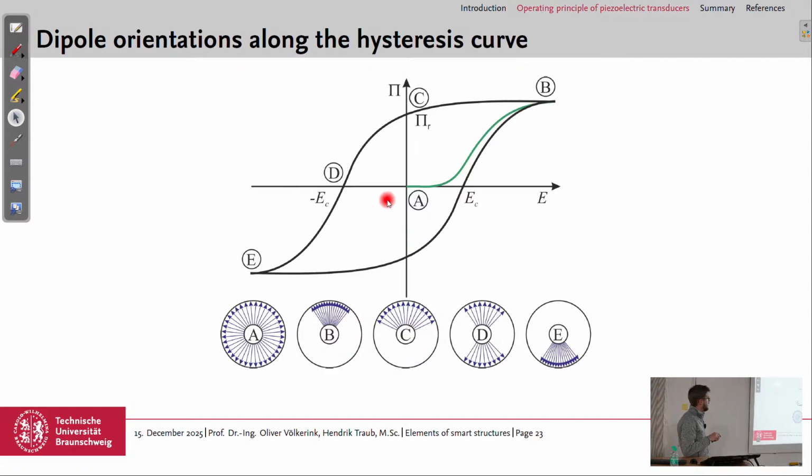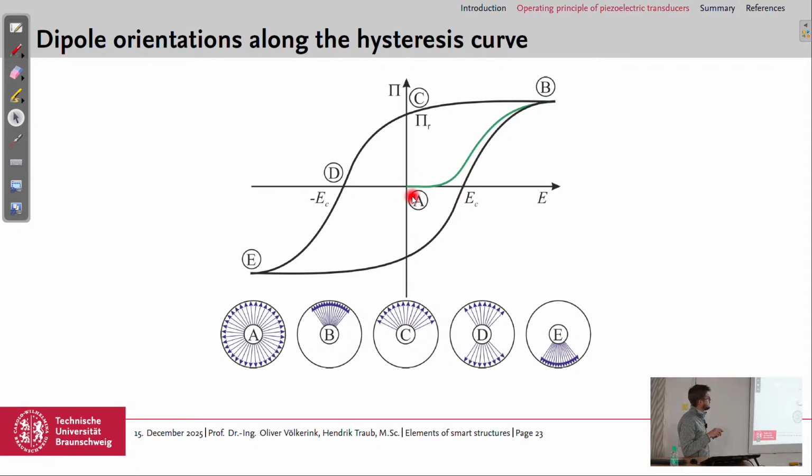If we then increase the field strength, at least the amount of the field with the negative sign, we will get to point E, which is, let's say, the opposite to point B, but just in the other direction. And then we can remove the field again. We have the remanent polarization, but in the other direction. And then we can increase the field again. Here's again the coercive field strength where we depolarize it, and then we could go back up to point B.